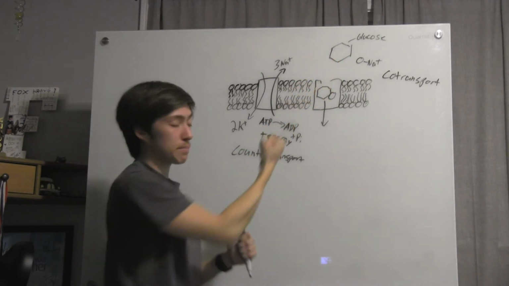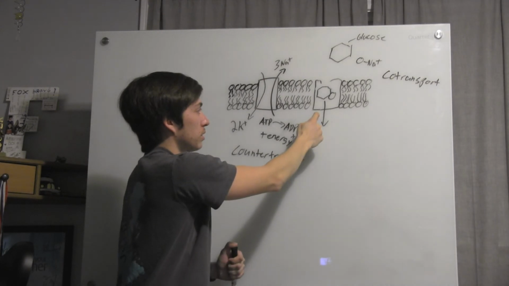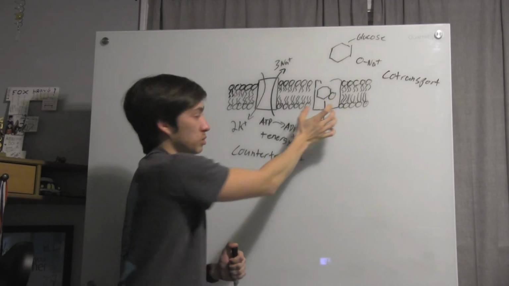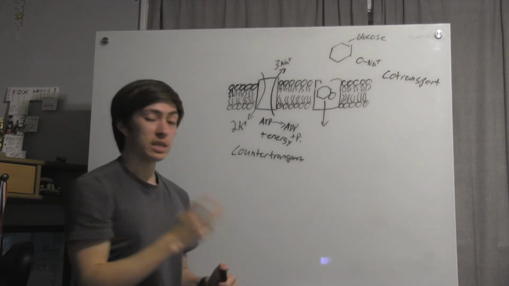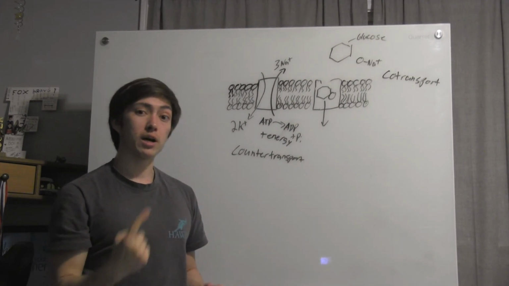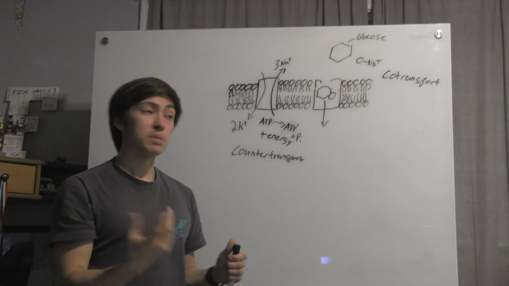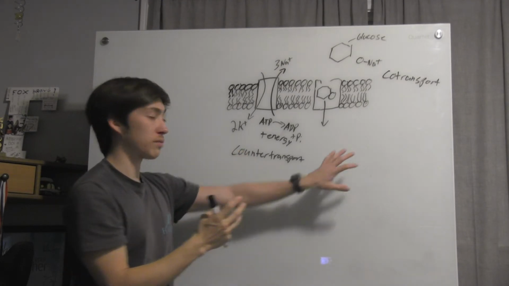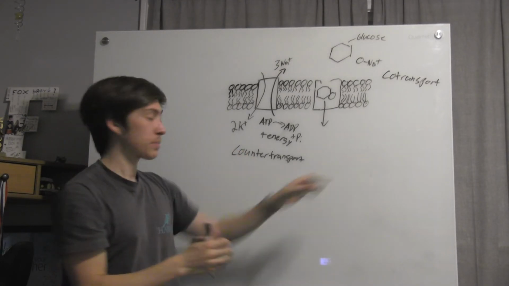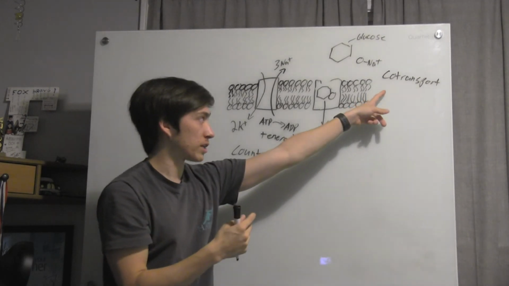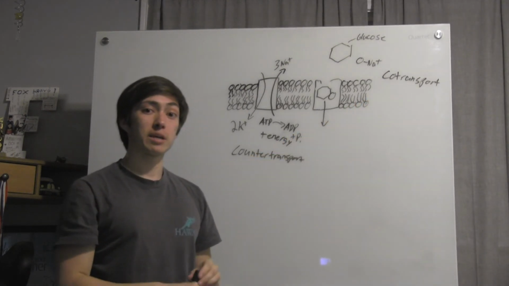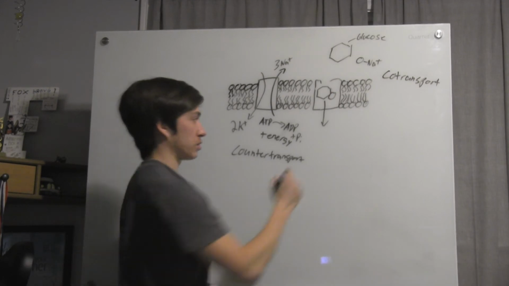So the glucose is going to get pulled into the cell through this protein, along with the sodium. And it's going to enter the cell, even though glucose is going up its concentration gradient, meaning that there's a higher concentration of glucose inside the cell. So what this is an example of is cotransport, but it's also an example of secondary active transport.